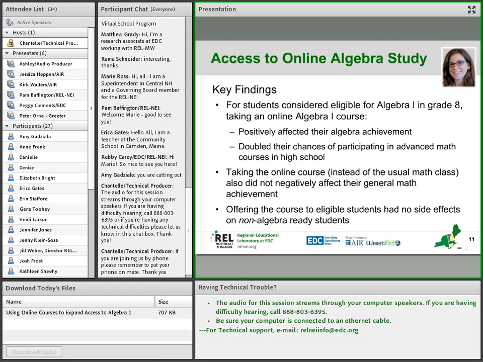All right, so what we're going to do right now is present the findings of a study that we conducted as part of the Regional Education Laboratory Northeast Islands. The study was published in December. And before we get started, a heads up about what the key findings are. What we found was for students considered eligible for Algebra I in the 8th grade, if they had access to taking an online Algebra I course, it both positively affected their algebra achievement and doubled their chances of participating in an advanced math course-taking sequence in high school.